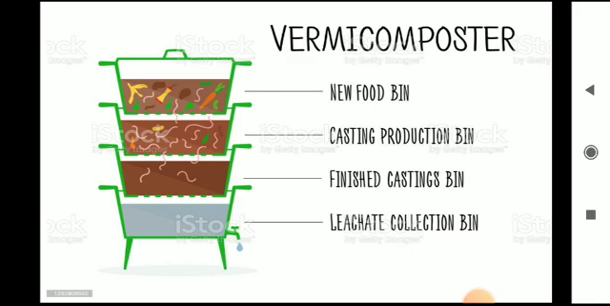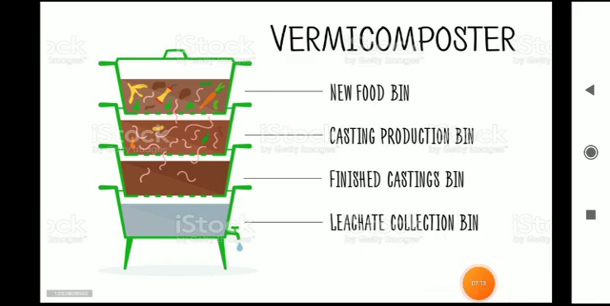Now you can see a vermicomposter here. In the upper level, there will be the food bin. And in the second layer, there is the casting production bin. And in the last layer, the finished casting bin. And in the bottom layer, what will be there? Leachate collection bin. Clear?